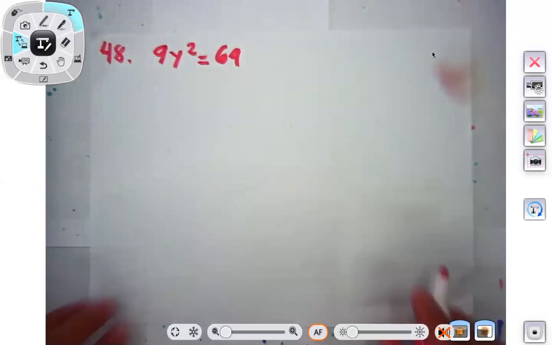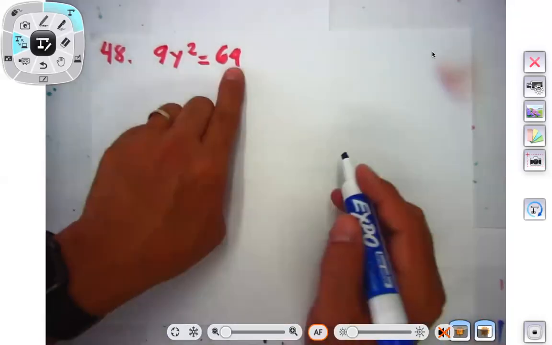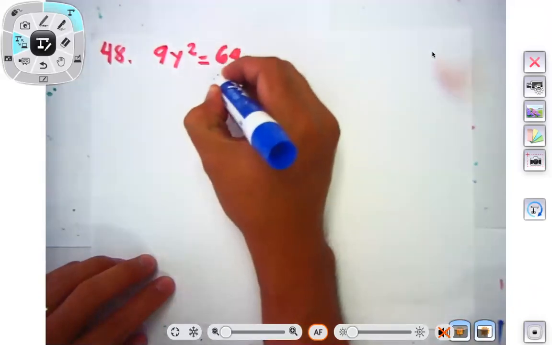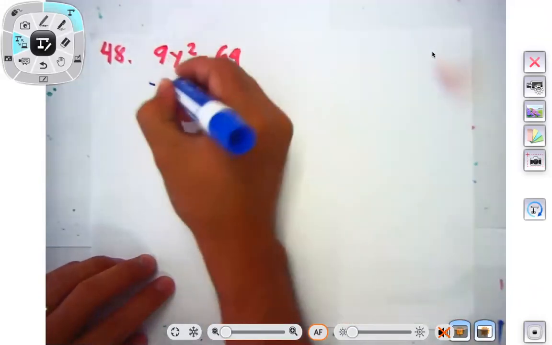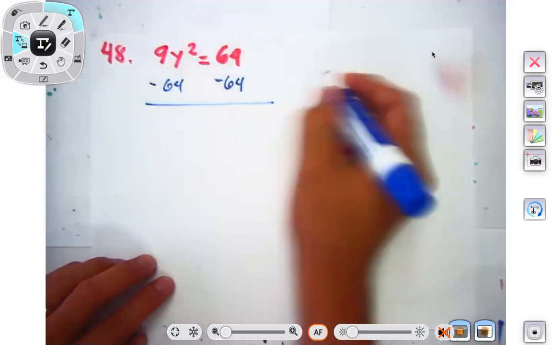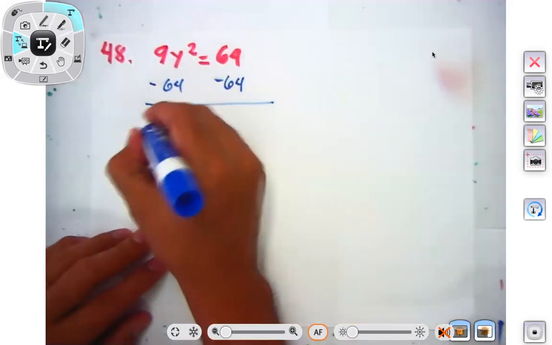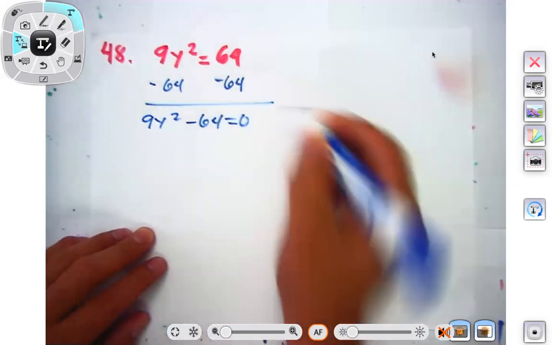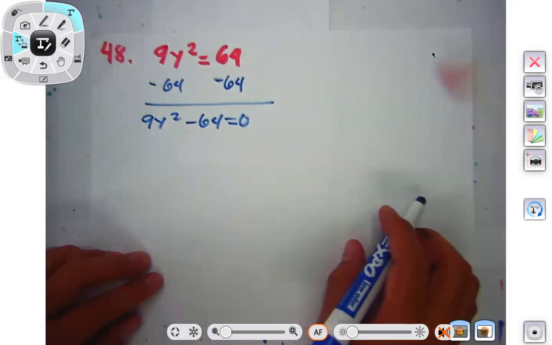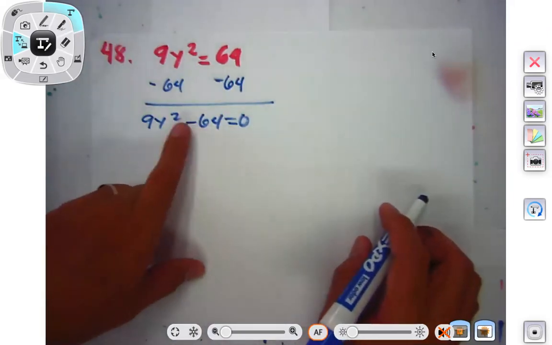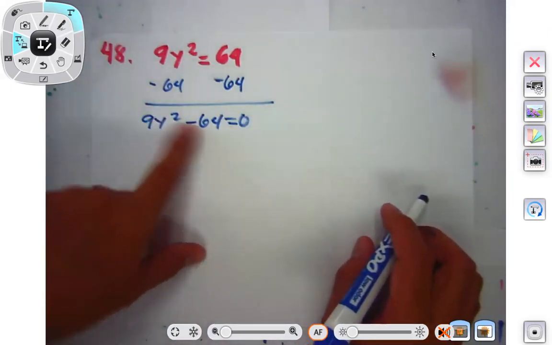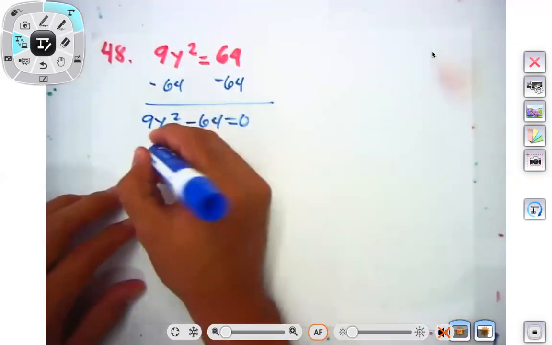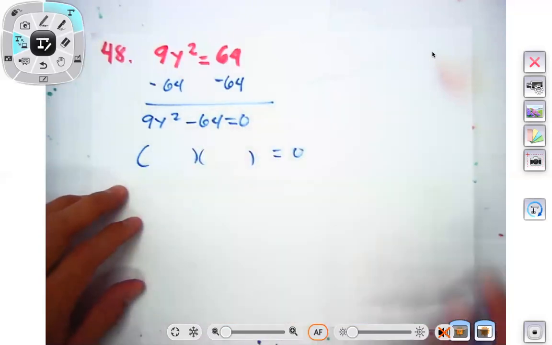We have 9y squared equals 64. We must get rid of this. Make that 0. And so that's minus 64, minus 64. We have 9y squared minus 64 equals 0. It's a perfect square, right? Both of these are perfect squares, and we have minus there. So that's a difference of squares. We can find the factors by just getting the square roots.